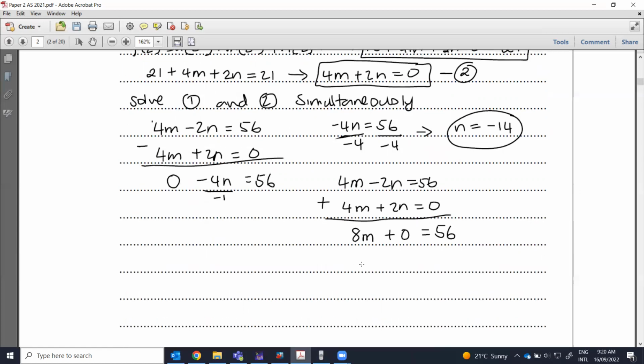So from there, we take this equation here. So I have 8m plus 0 is just 8m. This is equal to 56. And then we divide by 8. These two cancel. And then we get m is equal to 7. So you don't need a calculator for that. You should know your times table. So that is basically how you solve this question.